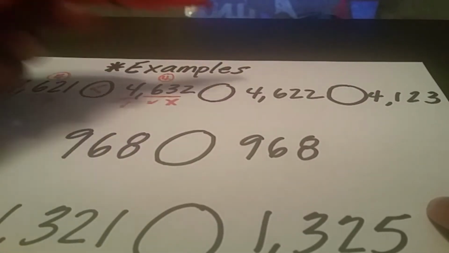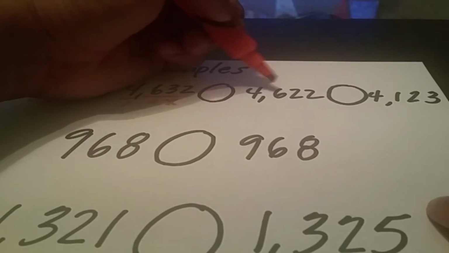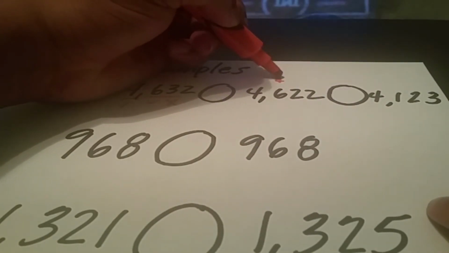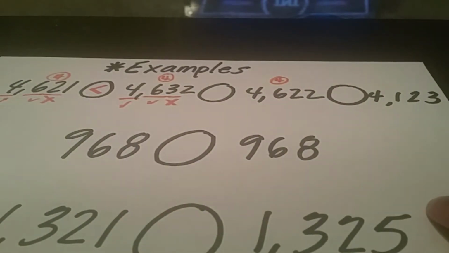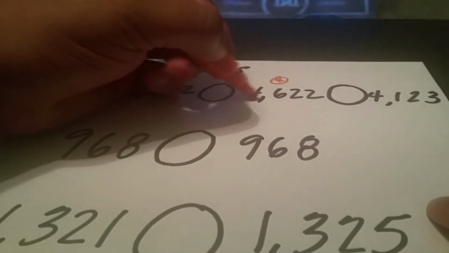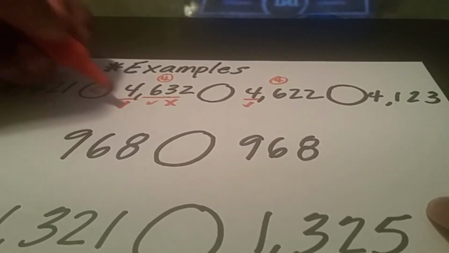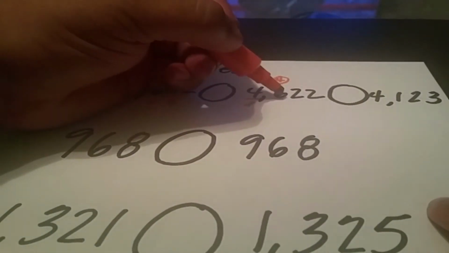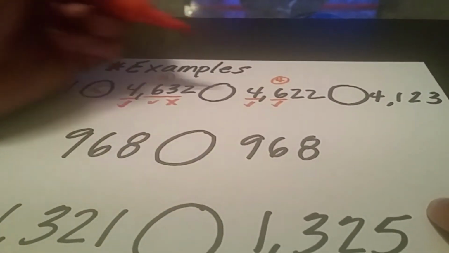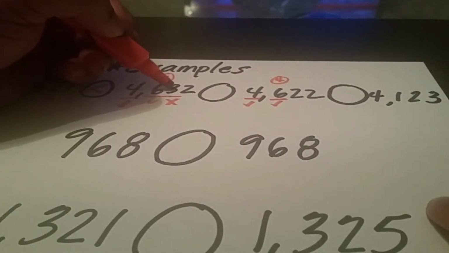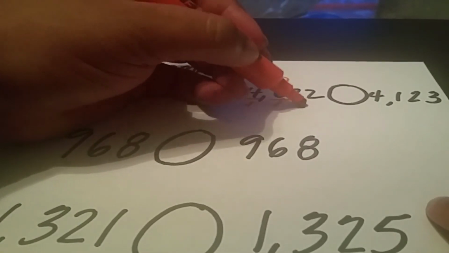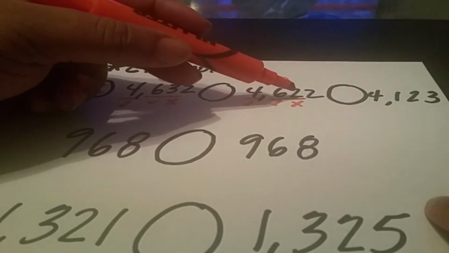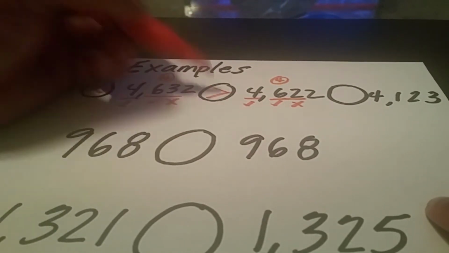Now I'm going to compare this number with this number. I count the digits, 1, 2, 3, 4. And I do it all over again. We have a 4 here, 4 here. So they check off. Have a 6 here, 6 here. They check off. We have a 3 here and a 2 here. Different numbers. I know 3 is larger than 2. So that one would go that way.